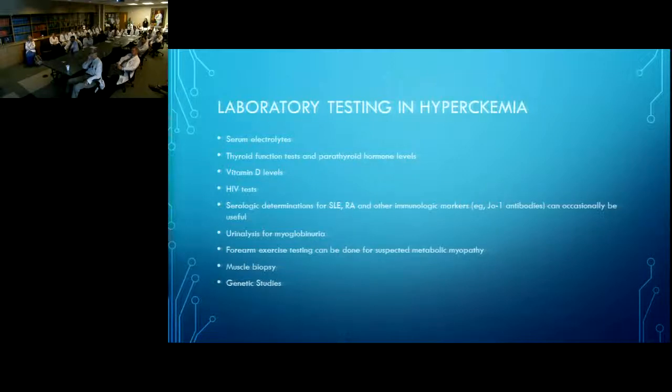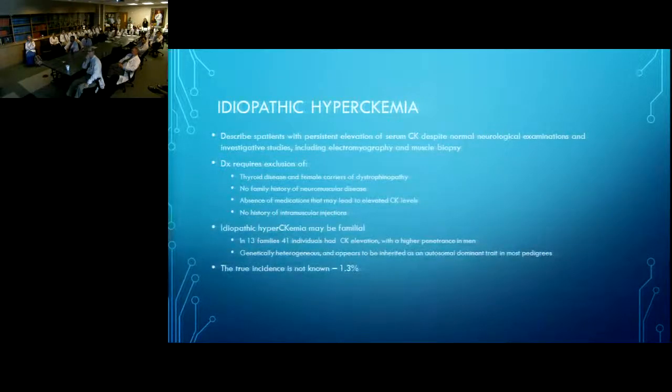considering workup for neuromuscular disease include some of the things I already mentioned: electrolyte levels, thyroid dysfunction, vitamin D levels, HIV studies, urine analysis, looking for collagen vascular diseases. And if you feel like the patient doesn't have a good explanation, you can proceed with an EMG and even a muscle biopsy. So idiopathic hyper-CKemia describes patients with persistent elevation of CK despite normal neurological evaluations.